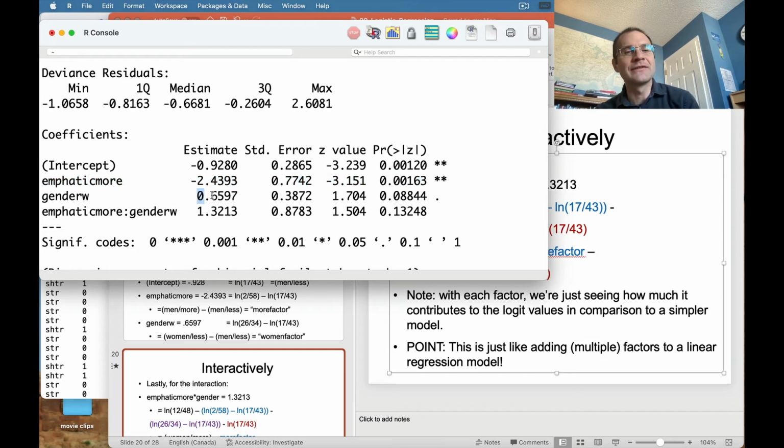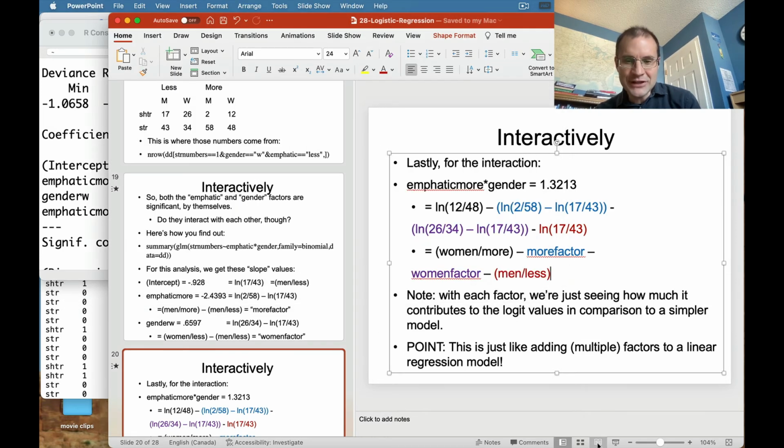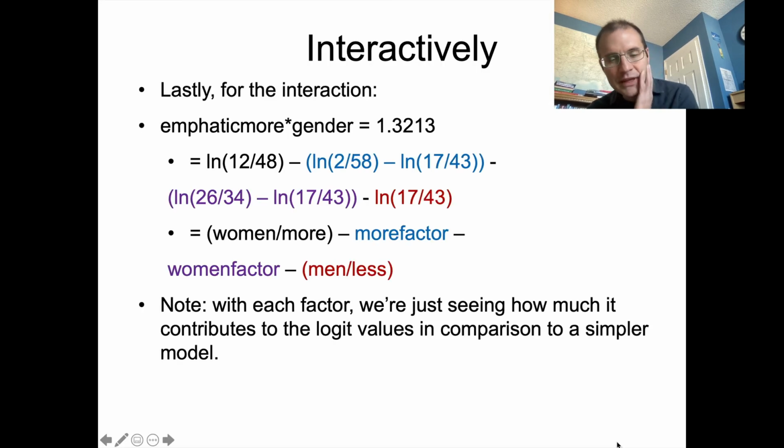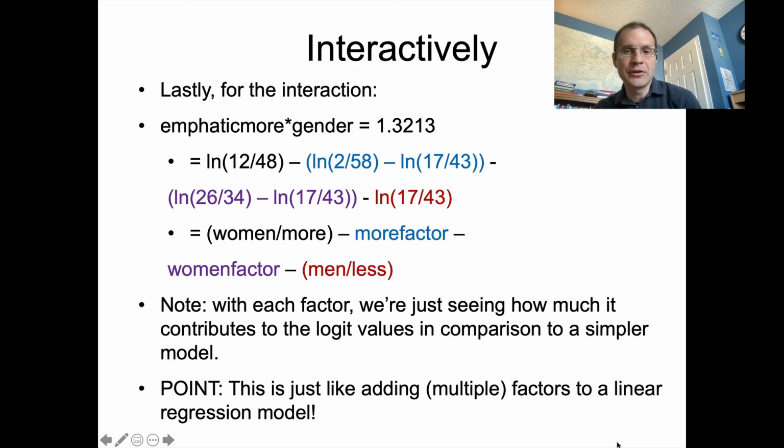We don't get a significant effect for either the gender factor or for the interaction, though. Okay, just to go back to the conceptual part of this, with each of these factors, we're just seeing how much it contributes to the logit values in comparison to a simpler model. And this is just like what we were doing when we were adding multiple factors to a linear regression model.